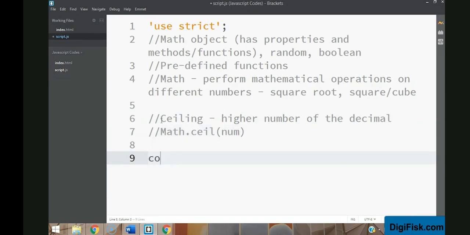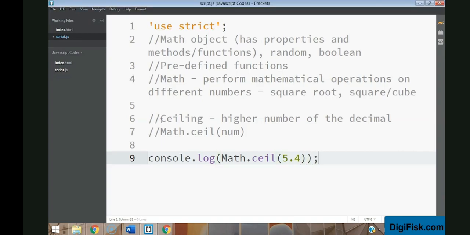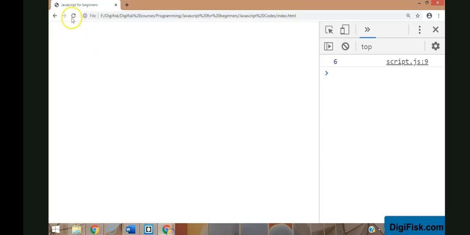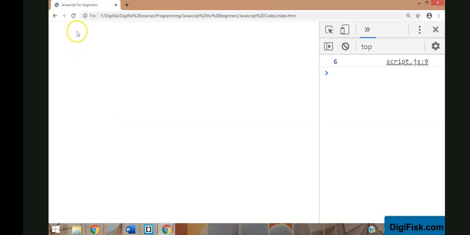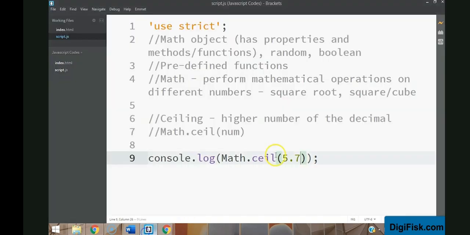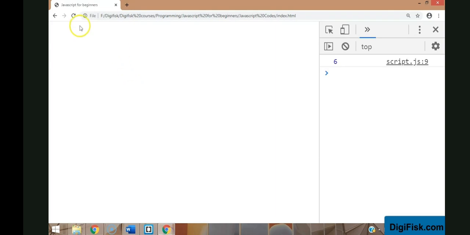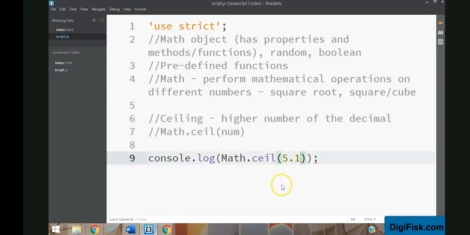It has to be the decimal number. If I do a console.log of Math.ceil, and inside of this I give 5.4 or something like that, let's see what happens. It's giving me 6. So even if it's a lower decimal number, it's still giving me a 6. That's because it's the ceiling function. If it's a higher decimal number, it's obviously going to give me the higher number 6. But even if it's 5.1, I'm going to get 6. Okay, that's how this works.